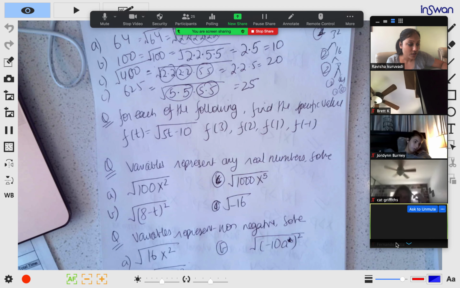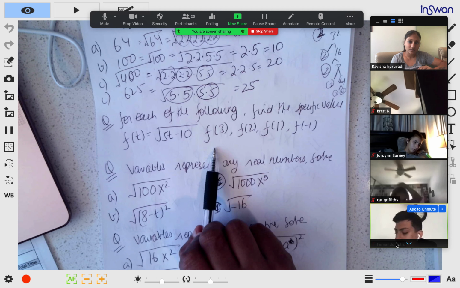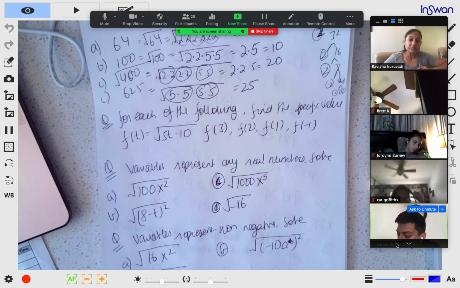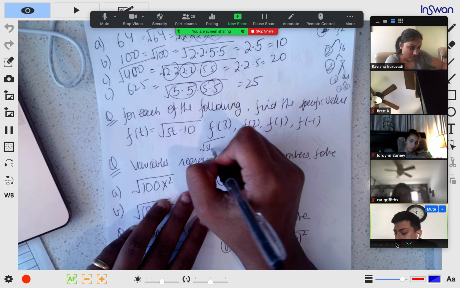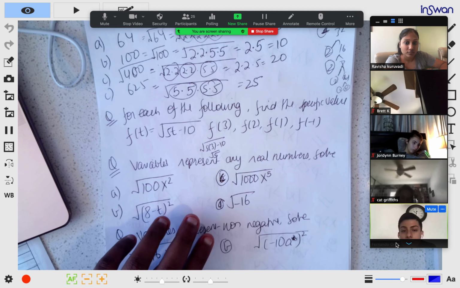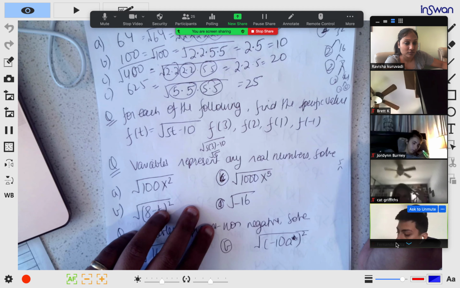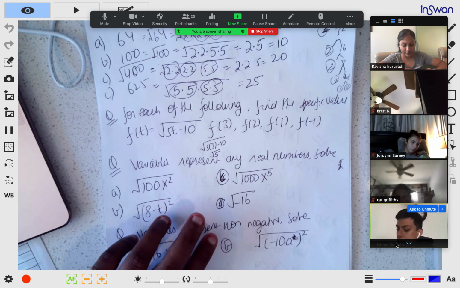Okay, Fernando. Did you solve this thing, f of 3? No, I was just gonna start it right now. Okay, do it. So it's basically 5 times 3 minus 10, which is 15 minus 10, which is 5. And what's the square root of 5? Let's make factors of 5. Can you make factors of 5? No. So the answer is square root of 5.